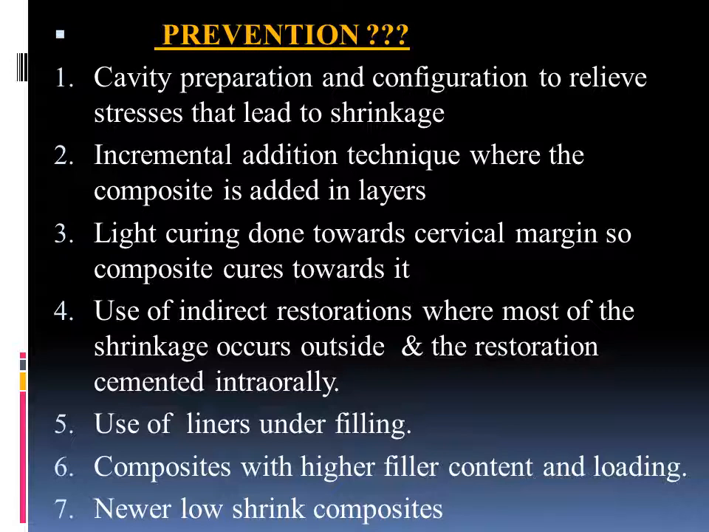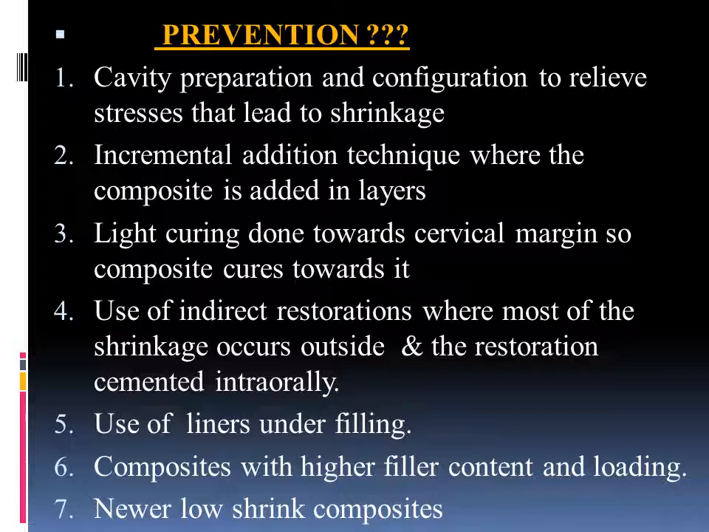Use of indirect restoration, where most of the shrinkage occurs outside and the restoration is cemented intraorally. If we make an indirect restoration in the lab, all the shrinkage will have occurred by then, so we can actually modify it and place it in the tooth later on. Use of liners under filling. If we use a liner, and there is any shrinkage and any gap formation, the liner will compensate for it. Composite with high filler content and loading.